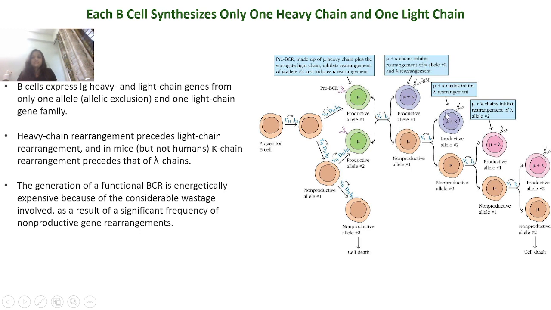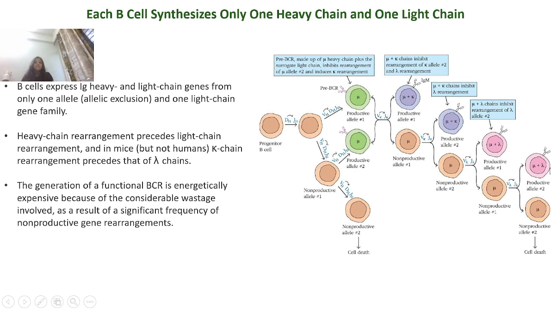So here, this mu plus k means the IgM is formed here also, but here it is a non-productive allele. So again, it is trying once again to form a productive allele, and here it is forming a mu plus lambda chain rearrangement, and here if it again fails, it will form a non-productive allele again, and then after that it again will try to form a productive allele, otherwise it will die, or it will form a productive allele.